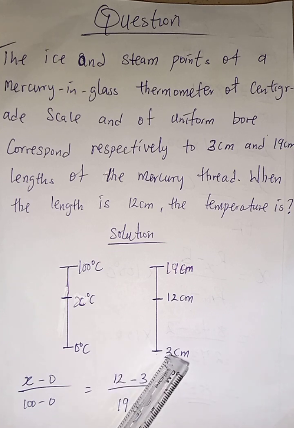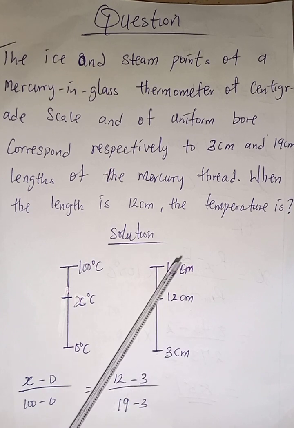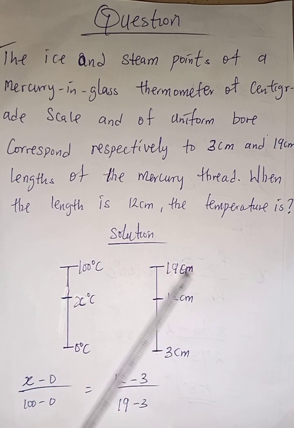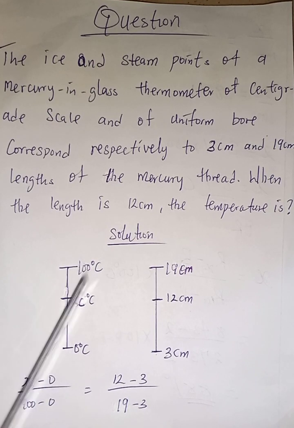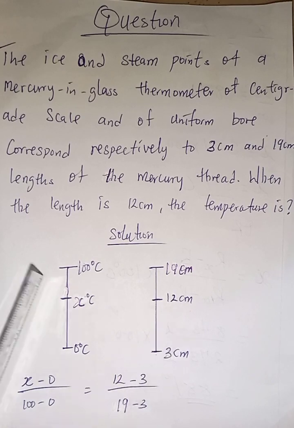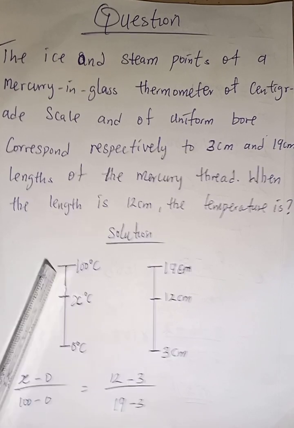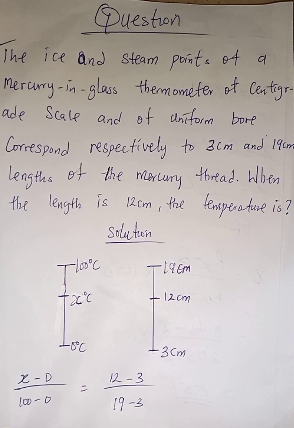So they said, okay, we have 3, we have 12, we have 19. So you check, 3 is the lowest, 19 is the highest. The same thing, we have 0, we have 100, we have X. So how you arrange this one, you don't just arrange it any how.